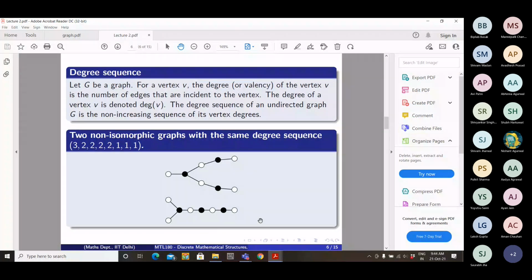If you look at this vertex, it has degree 3, and there is only one vertex of degree 3, so 3 will come first, and there is no vertex of degree more than 3. If you look at these 4 vertices, you see the degree of all of them is 2, so we will have 2, 2, 2, and 2 in the degree sequence. And we have 3 vertices of degree 1, so there will be 3 times 1. Okay, so is it clear?